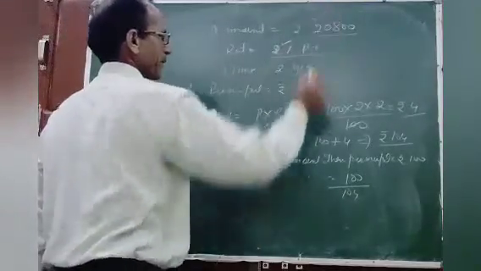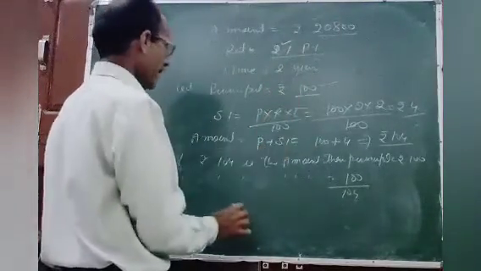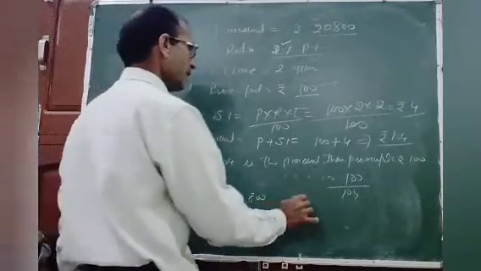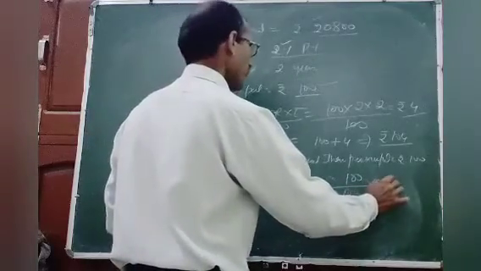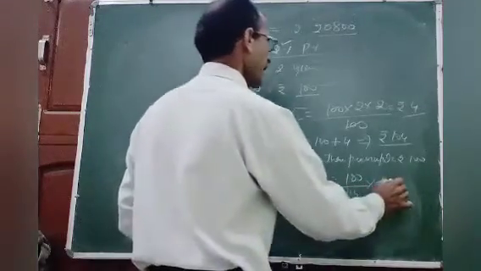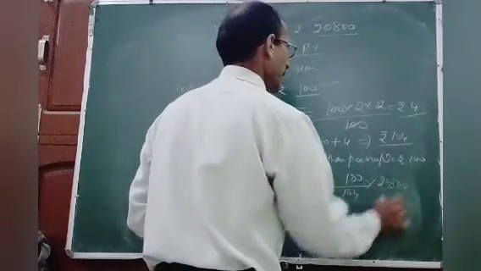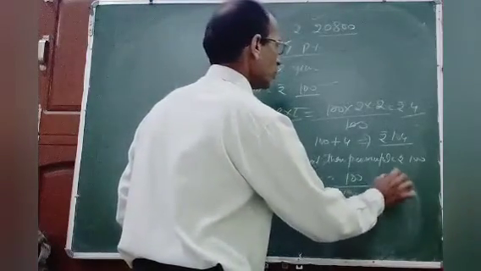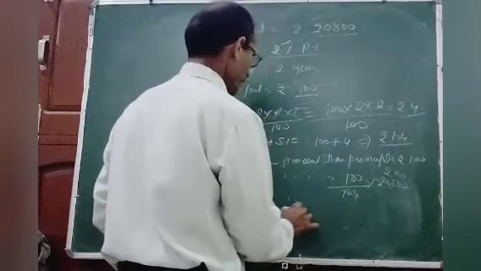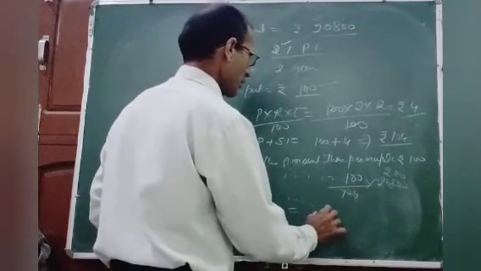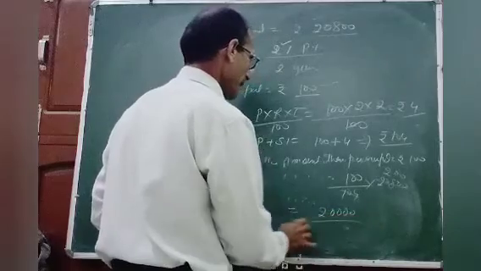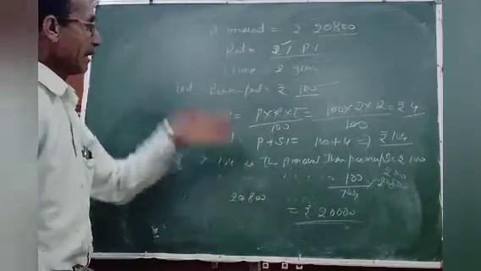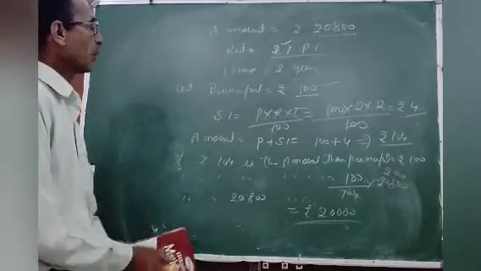Now what is the amount? Amount is 20,800. If amount is 20,800, then what will the principal? So multiply by 20,800. So you can cut it. So by 2, it means 200. 200 multiplied with 100, so it will be rupees 20,000. So this is by unitary method.